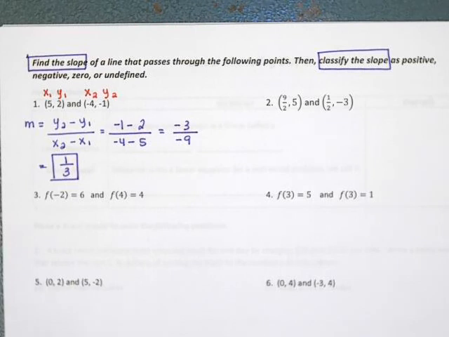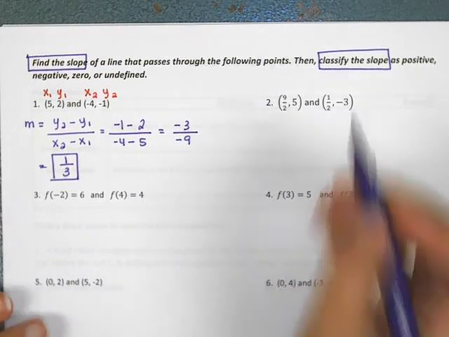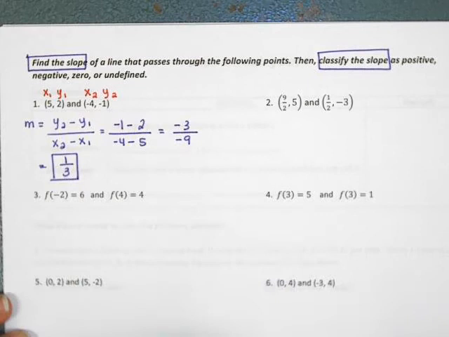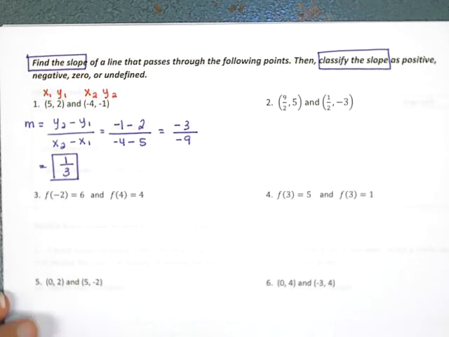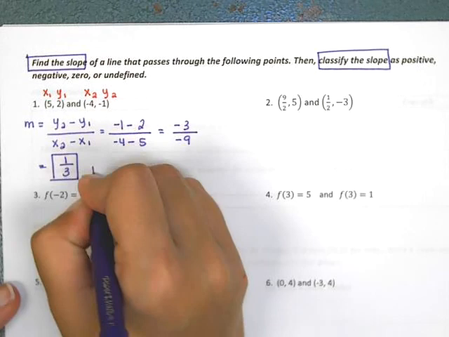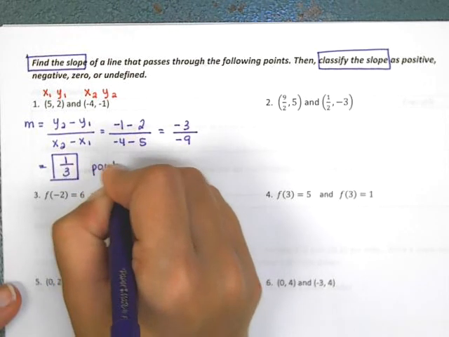Let's try the second part of the problem. Classify it as positive, negative, 0, or undefined. This is a positive number, because both of these negatives together cancel and make a positive. So the second part of my answer would be that this is a positive slope.